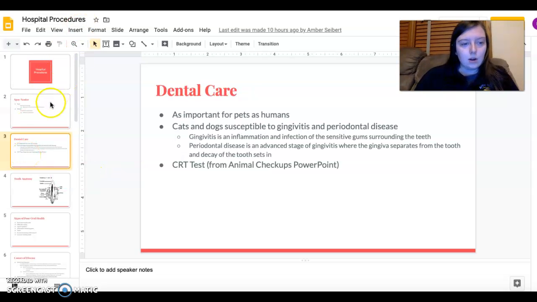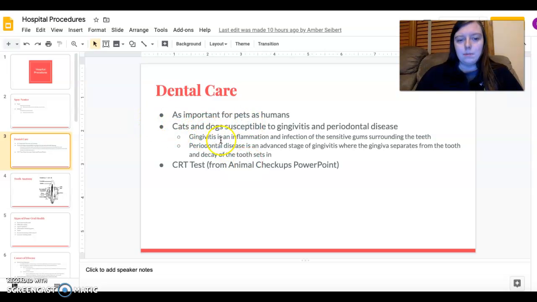The next thing that goes into more like veterinary procedures for our pets and our animals is going to be about dental care. This is just as important for pets as it is for humans. Cats and dogs are susceptible to gingivitis and periodontal disease. Gingivitis is an inflammation and infection of the sensitive gums around the teeth. I know that's pretty common. I know our dentist has like signs all over for humans, I guess in their office, about what that is and how to prevent it. So likely just as important for cats and dogs.